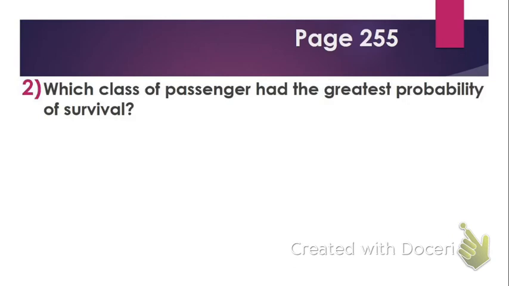Which class of passenger had the greatest probability of survival? First class. How could you prove it to me? They don't have the most survivors, but they have the best ratio of survivors. So let's write these ratios. The probability that somebody survived, if I already know they were in first class.